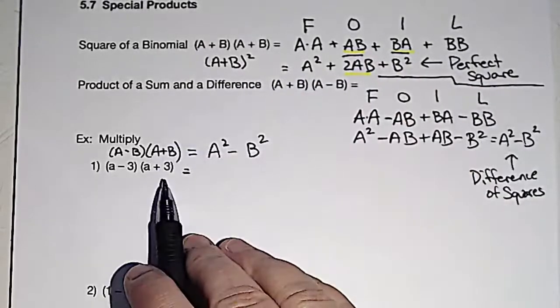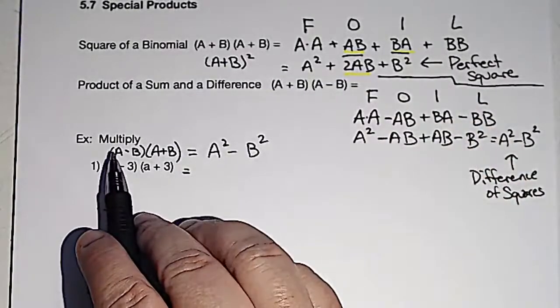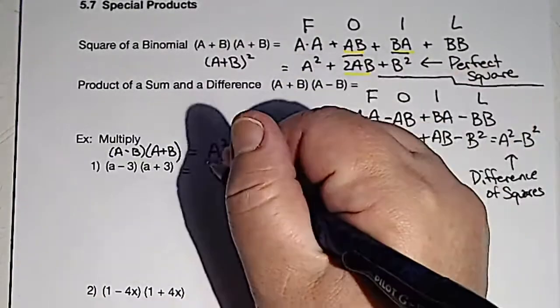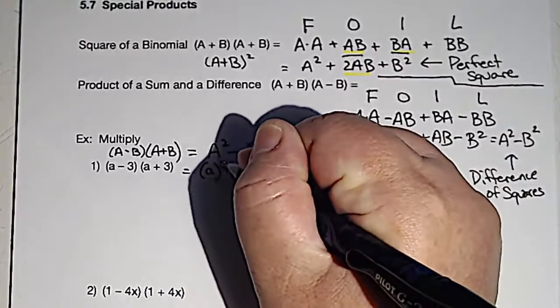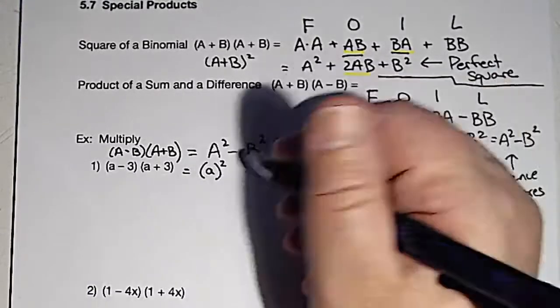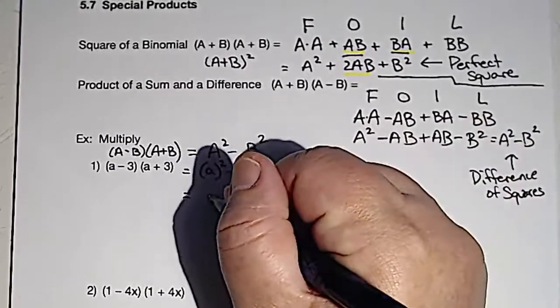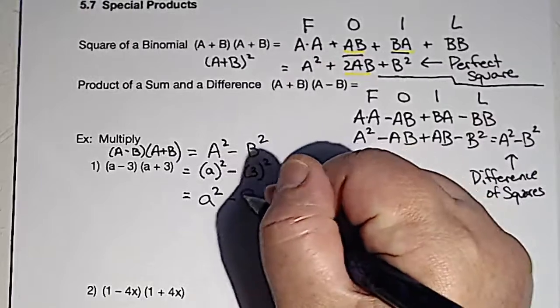Again, could you FOIL this out? Absolutely. But let's try using the formula. Capital A goes with the little a, and capital B goes with the 3. So I get a squared minus 9.